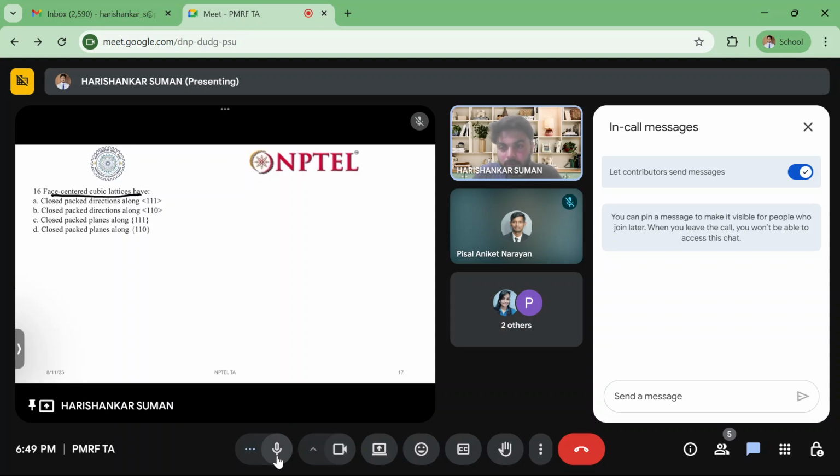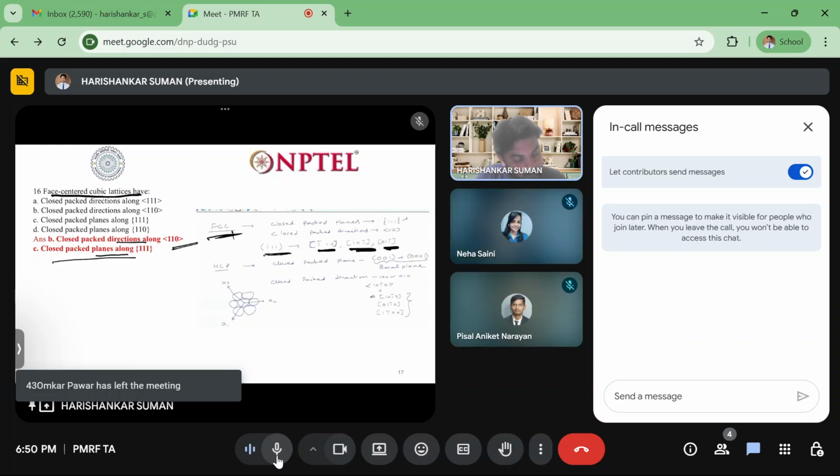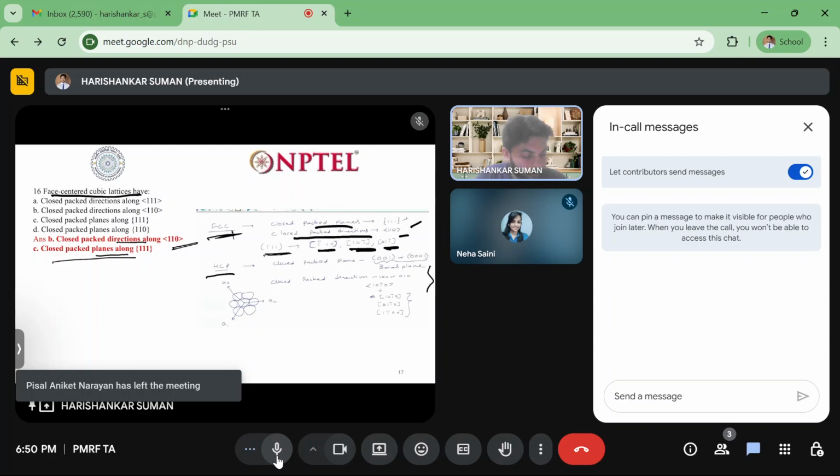Direction and close-packed planes along... So close-packed direction along 110 and close-packed plane along 111. One is a direction, the other is a plane for the FCC lattice. You can see these are the planes and directions. For HCP, you can also see these are the options.